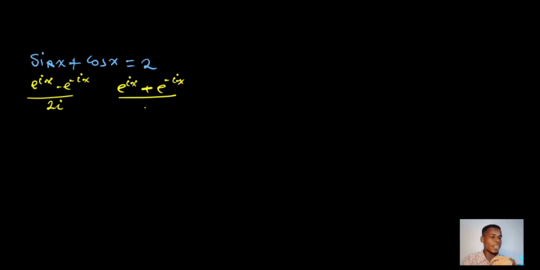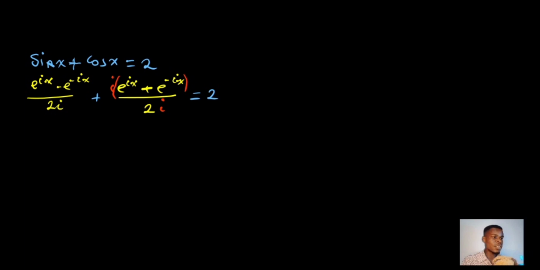So this is divided by 2. Another thing is the denominator will be 2. So this is the plus sign, then this is the equality with 2. What I'm going to do here for the representation for the cosine is multiply numerator and denominator by i. That is to make the denominators in both fractions the same, so that we can easily add. Okay, so let's see what we get.